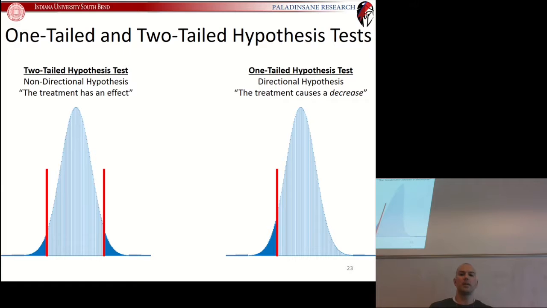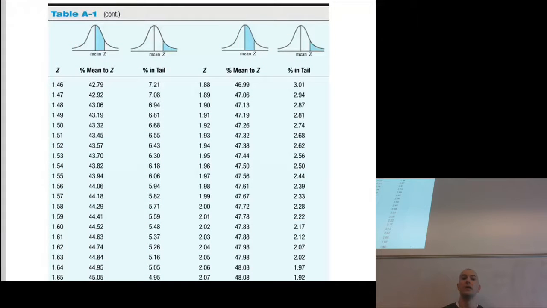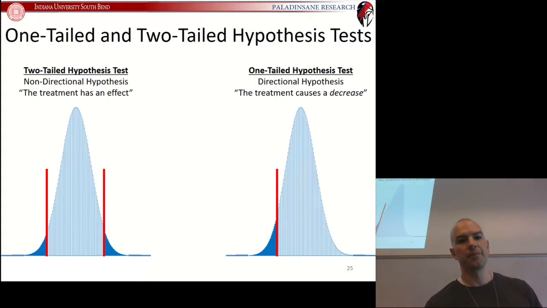And the way that we get them, you might have guessed this already, is we go to that unit normal distribution table. The unit normal distribution table, depending upon the percentage in the tail, is going to tell us the z-score that's associated with those cutoff scores.